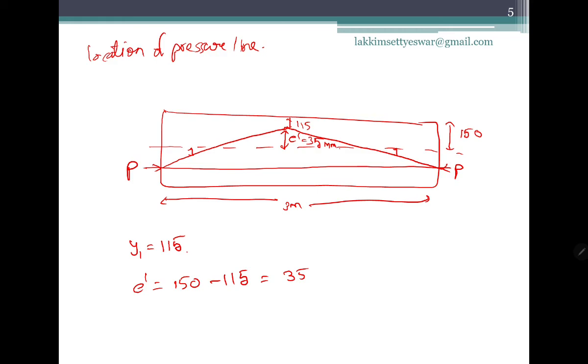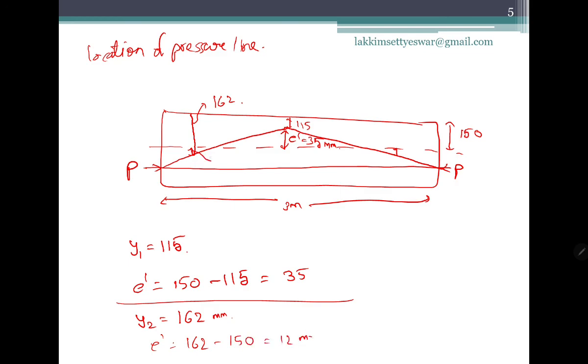Likewise at quarter span, from the top it is 162 mm. It means from the top to our pressure line is 162. So 162 minus 150 is equal to 12 mm. So this distance is 12 mm. That's it. Thank you for listening.